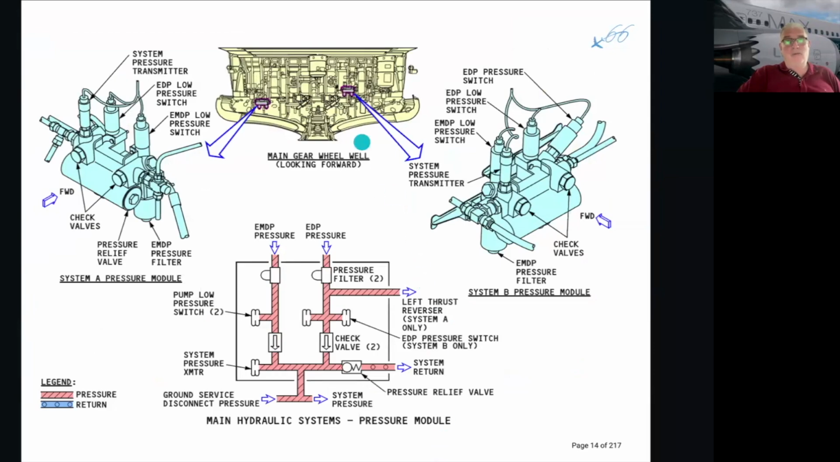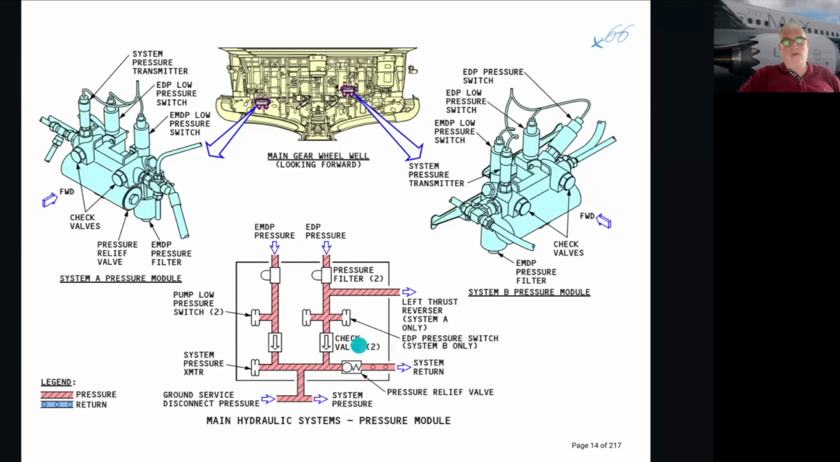Okay, so the system comes from the reservoir, goes to the pump, and then concentrates on this pressure module that then gets distributed to the left reverser, for example, for system A, and to the other users. Okay, and we've got pump low pressure switch monitoring, system pressure transmitters monitoring, engine driven pump pressure switch on system B only monitoring.